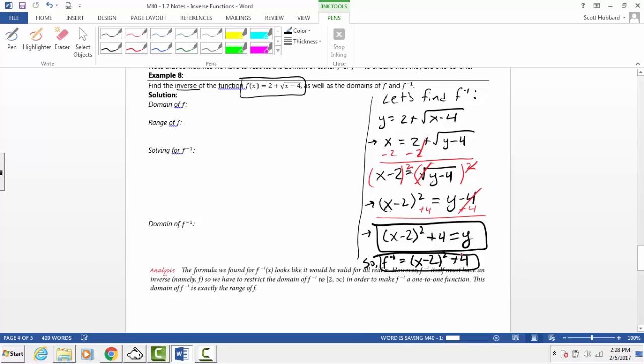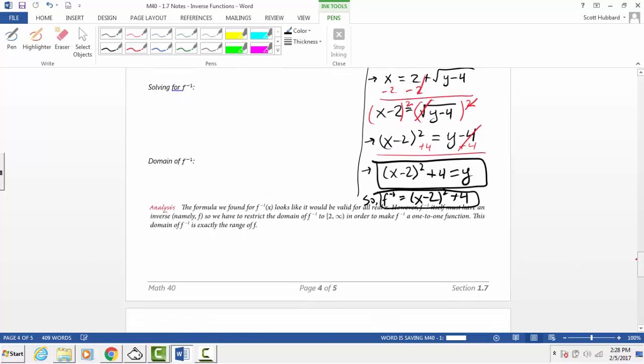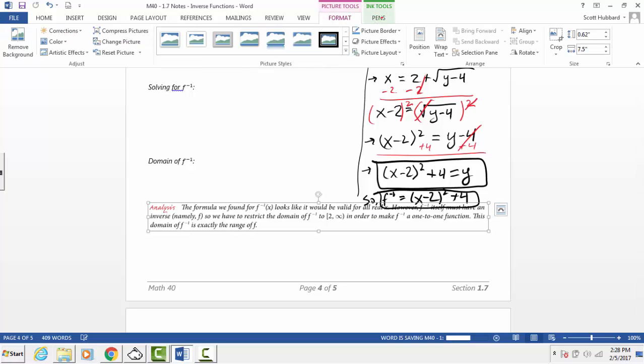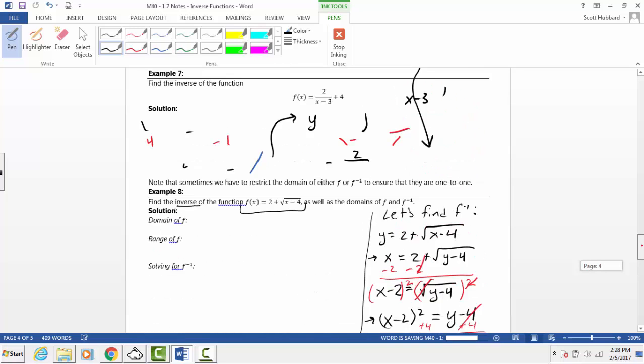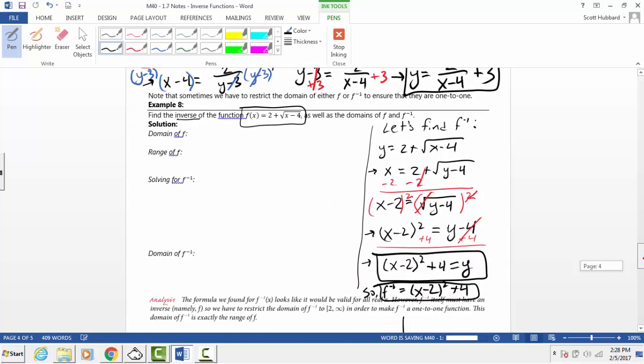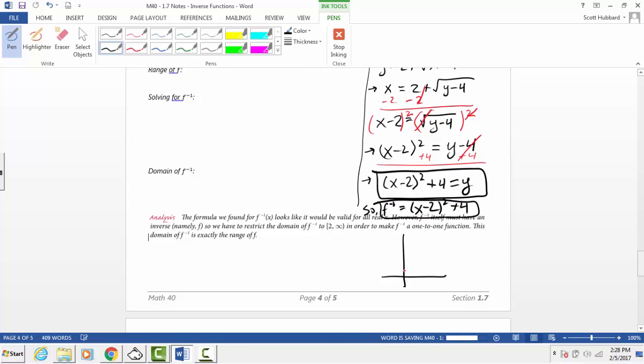Let's go ahead and find the domains of each as well, and it might help to graph it too, so let me graph it real quick down here. Let me get back to pens here. Okay, go to pens. All right, so if you graph the original function, we had 2 plus square root of x minus 4. That's going to look like this.